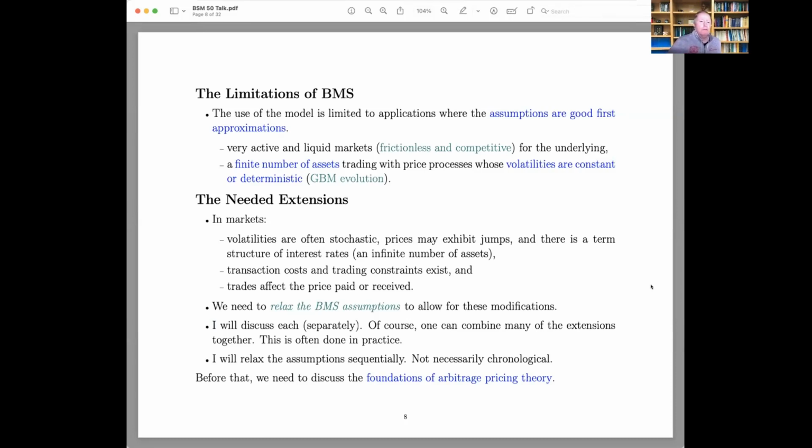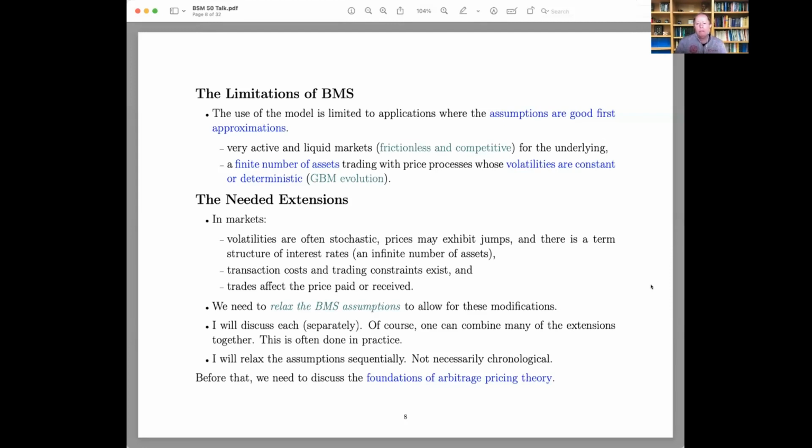All right. It's clear the needed extensions, therefore, are going to be for markets where those structures are not good approximations. I just have a list here of the types of structures which, well, what can go wrong? Volatilities are often stochastic. Prices may exhibit jumps, and there are term structures of prices, for example, of interest rates, which is an infinite number of assets, not a finite number. There are transactions costs, sometimes large enough to make a difference, and trading constraints sometimes exist. And last, trades in less liquid markets can affect the price paid or received. And all of those are significant departures from the Black-Merton-Scholes assumptions.